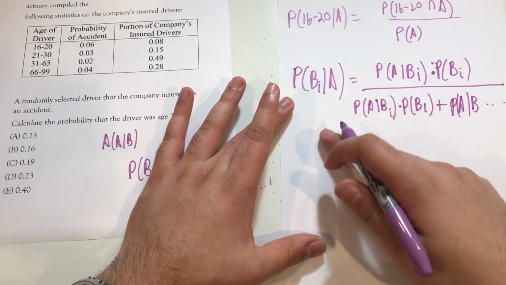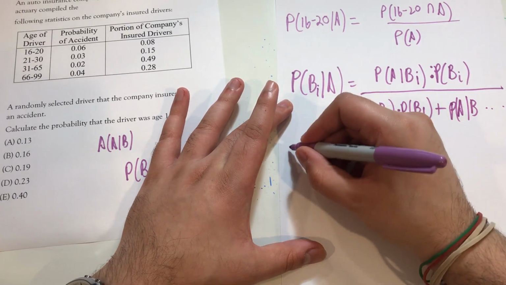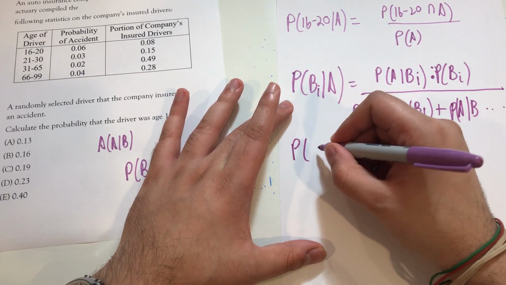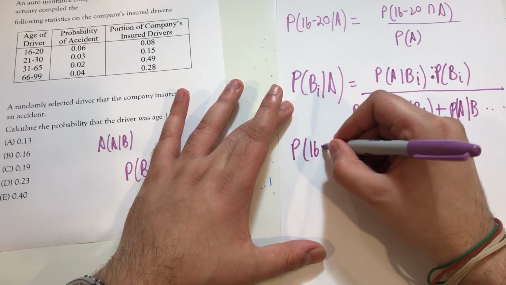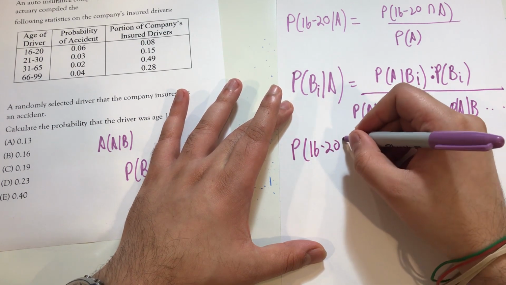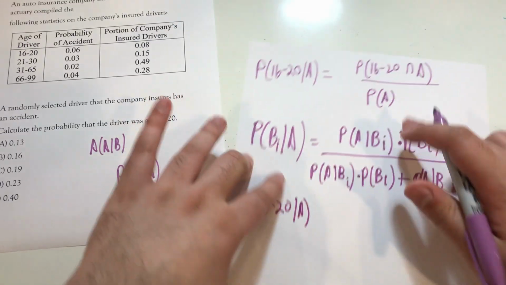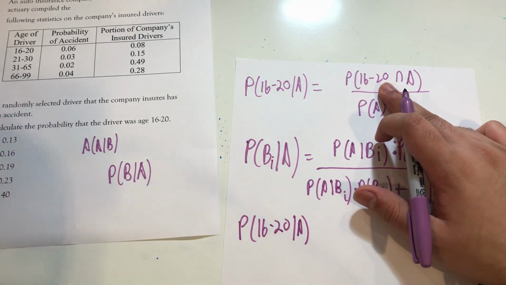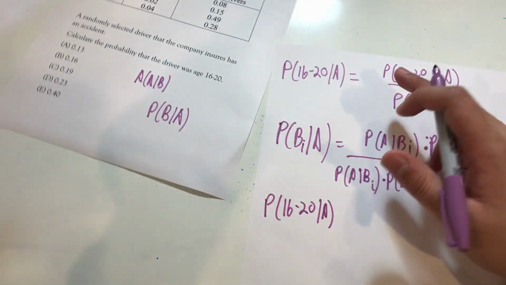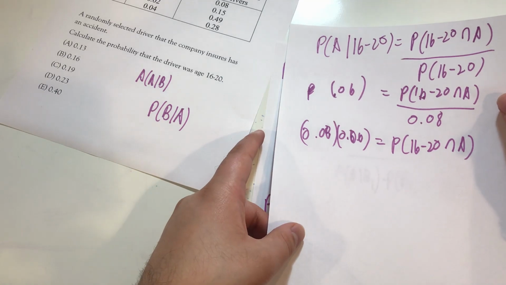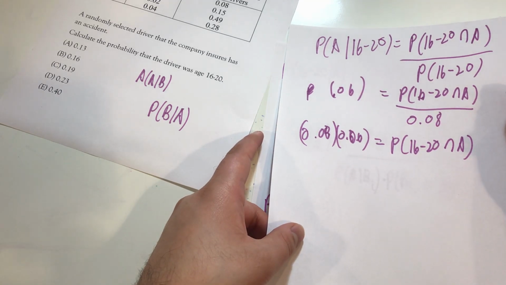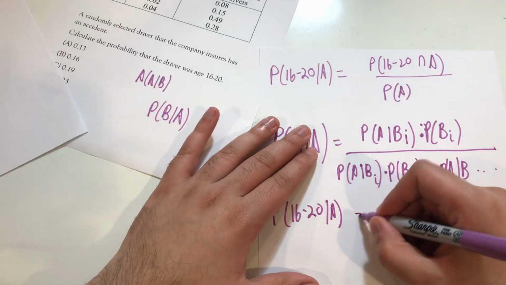So taking this, writing it down here, the probability of being in the 16 to 20 age group given that you're in an accident, we're looking for this numerator, which we already figured out from before, is 0.08 times 0.06.